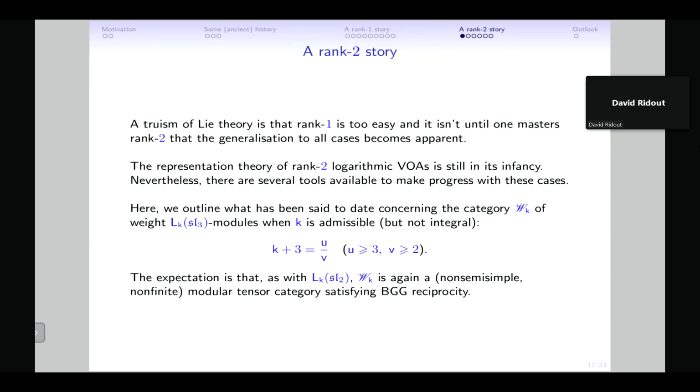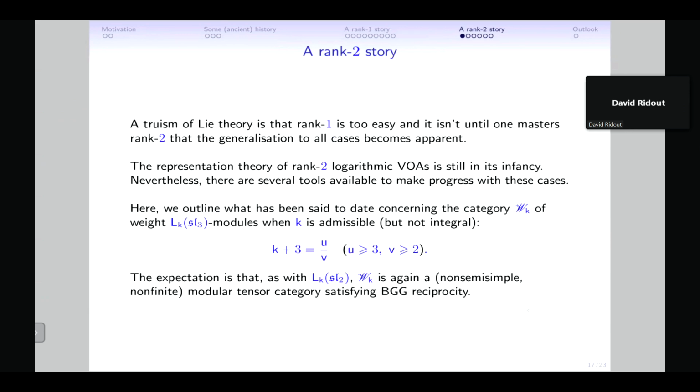Look, I shall be brief. The idea is just to outline. I've already told you basically how the story is going to work, and this was really just an excuse to show what we've been doing for SL3. So, once again, we want to study certain affine VOAs at admissible level. So for SL3, admissibility looks like this.